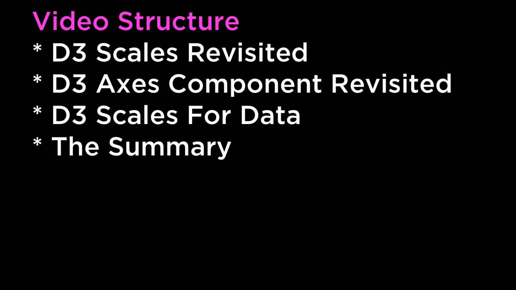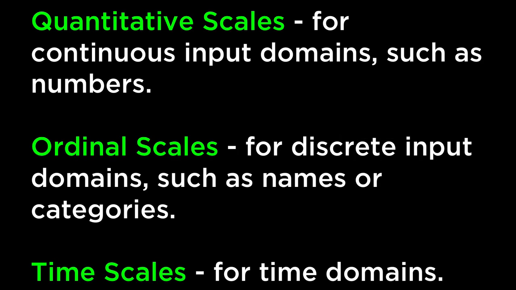Alright, let's get started. D3 scales revisited. D3 provides three types of functions that map an input domain to an output range. The quantitative scales are for real numbers. The ordinal scales are discrete domains such as letters of the alphabet. And the time scales are an extension of the quantitative scales that use the JavaScript date objects. All of these scales take in data and convert it to a usable set of output.